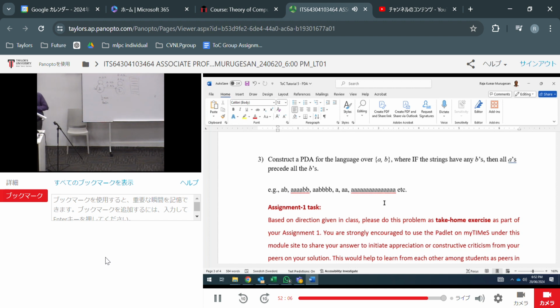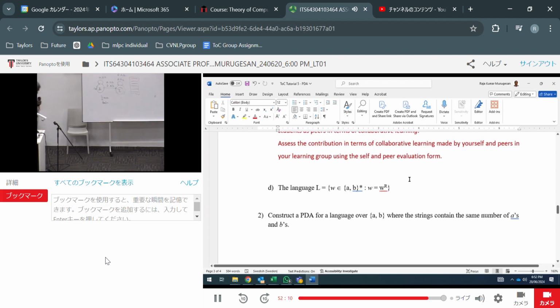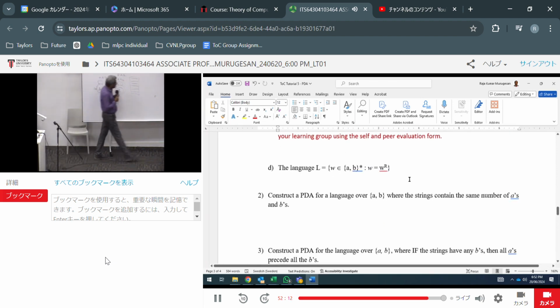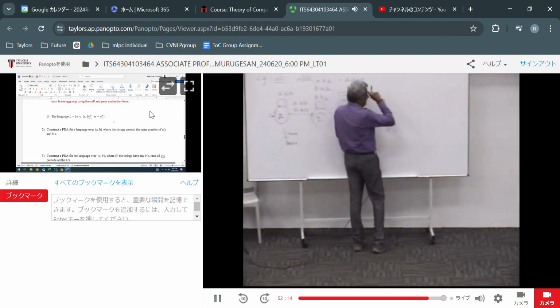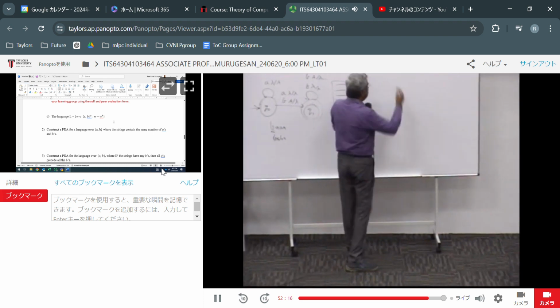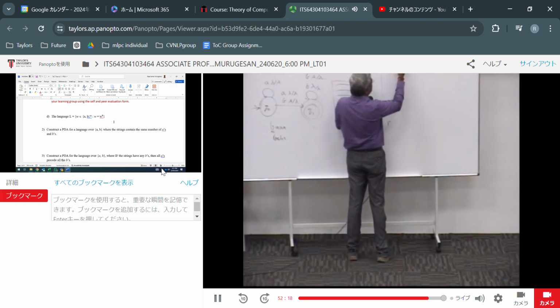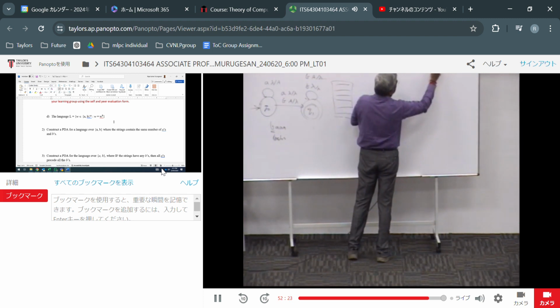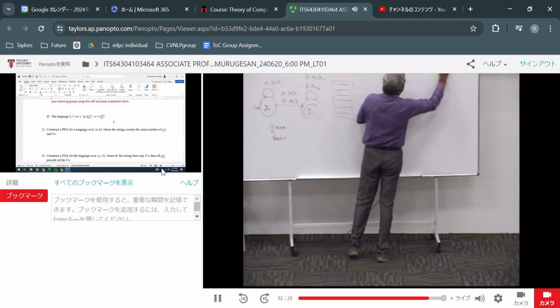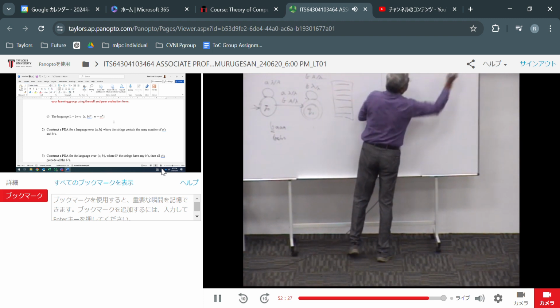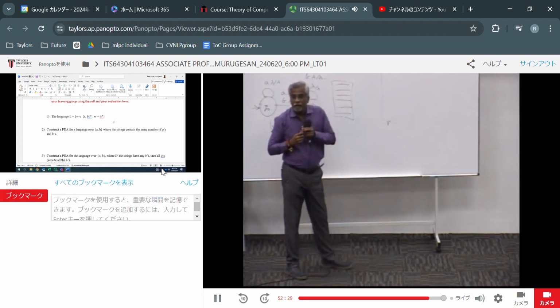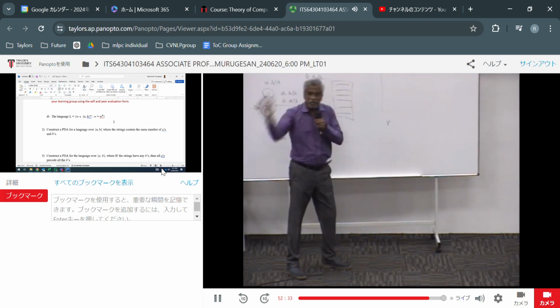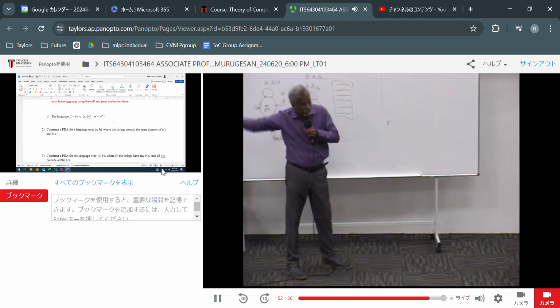Construct a PDA for the language over A or B where the string contains the same number of A's and B's. I'm going to show you very quickly here. Same number of A's and B's means I can have AB, I can have BA, I can have ABBA. So the number of A's and B's should be equal, that's all. The string can start with A, start with B, end with A, end with B, it does not matter.